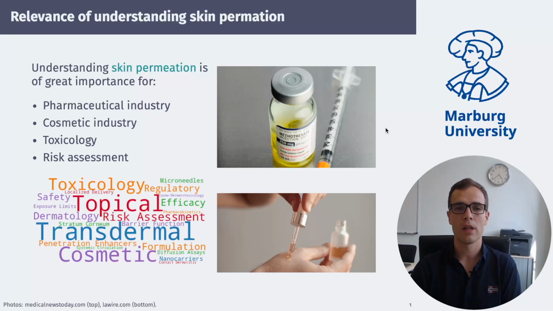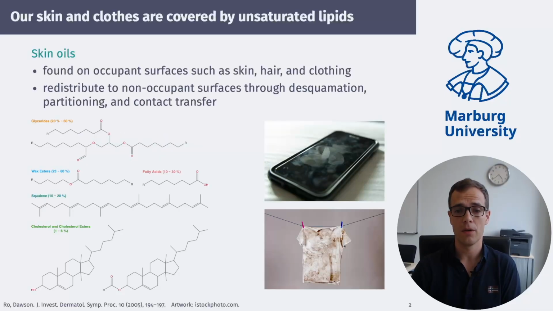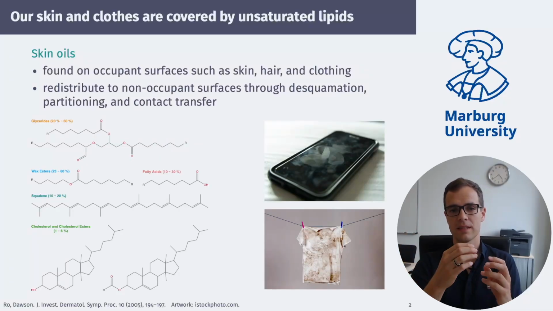But there's also a lot of interest coming from the cosmetic industry, and there's also a need for understanding skin permeation for certain applications in toxicology and risk assessment. Now, we became interested in skin permeation through a different angle, which is the oxidation of our skin oils. So skin oils, that's the stuff which stays on your smartphone display when you touch it, right? Or it's also in dirty clothes.